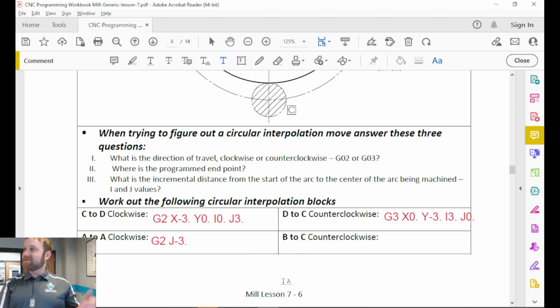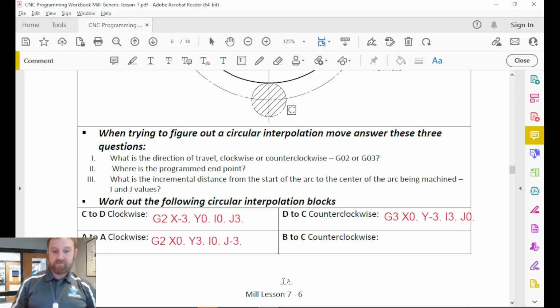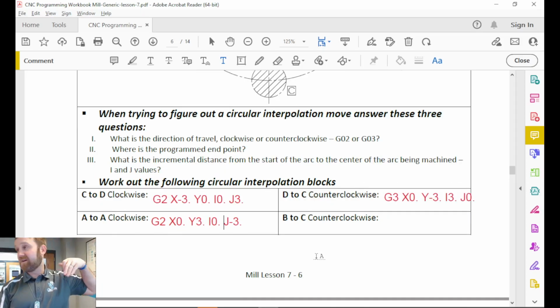All you need is the G2 and the J3, because your X and Y endpoint is back right where you're at. If you don't put a new X and Y endpoint, it just assumes you're coming back to the same spot. You don't need the I because it's 0. So all you really need to tell it is the incremental distance to the center. Because the book's got it all laid out, we're going to go ahead and put it all. But in the code, truthfully, I could just put G2, J minus 3, and the machine's going to give me the same result, because I'm coming right back to where I'm at.